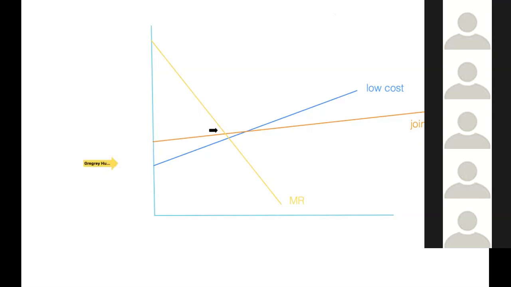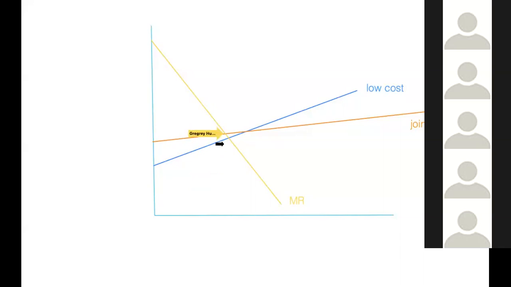So notice, Danny, that the joint marginal cost and the marginal revenue here will cross at a lower quantity of output than it crosses for the low cost firm. Do you see that? I do.